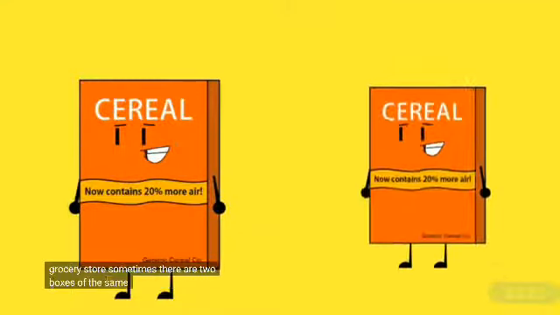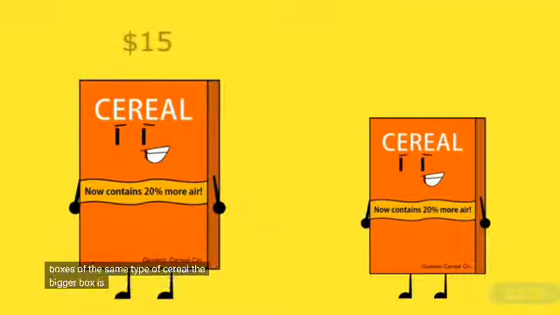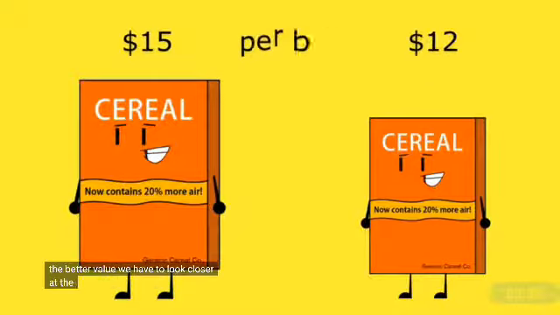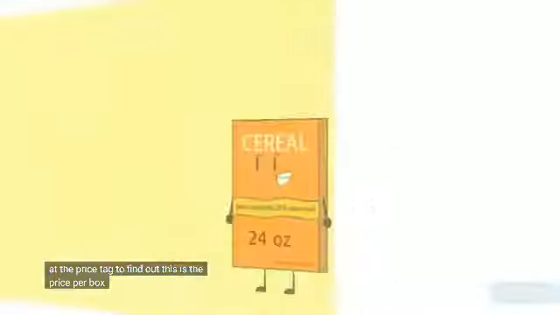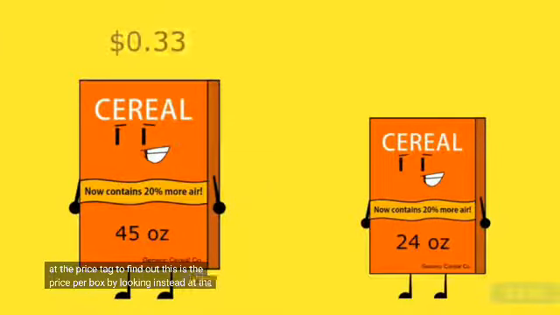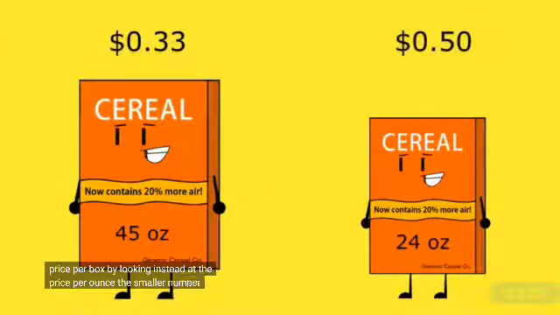And now for our final example. When you go to the grocery store, sometimes there are 2 boxes of the same type of cereal. The bigger box is usually more expensive, like in this case. But is the bigger box the better value? We have to look closer at the price tag to find out. This is the price per box. By looking instead at the price per ounce, the smaller number on the price tag, we can see that the larger 45-ounce box is charging 33 cents per ounce, and the smaller box is charging 50 cents per ounce.